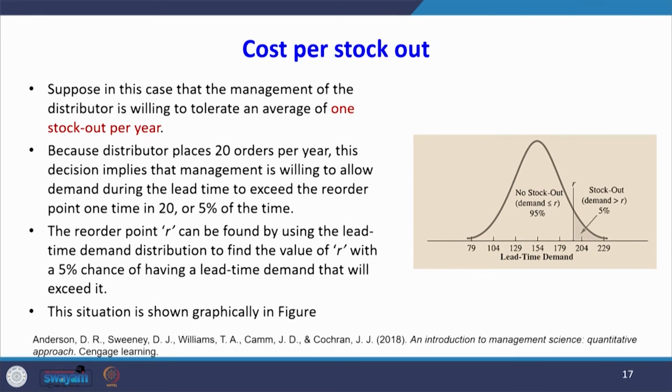Suppose in this case the management of the distributor is willing to tolerate, on average, one stock out per year. You remember that we are making 20 orders. Because the distributor places 20 orders per year, this decision implies that the management is willing to allow demand during the lead time to exceed the reorder point one time in 20. So, 1 in 20 times they are allowing for a stock out. That means the lead time demand is exceeding the reorder point.